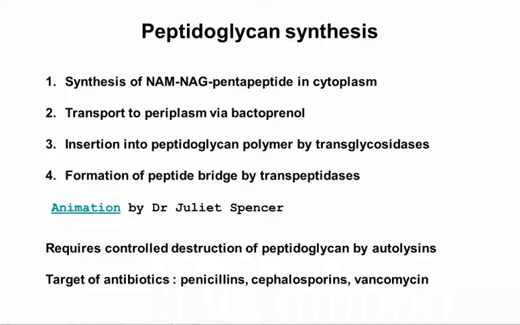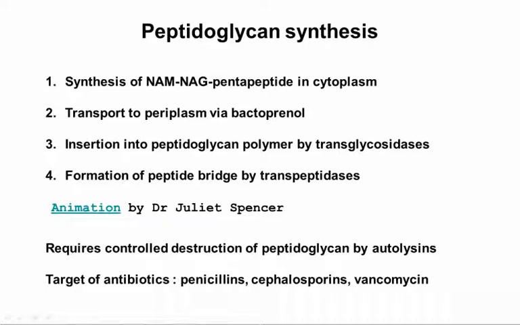Now, it starts off with making these subunits. The NAM-NAG disaccharide, together with a pentapeptide, is synthesized in the cytosol of the bacterial cell, or rather on the internal face of the plasma membrane. Then, this whole repeating unit, NAM-NAG pentapeptide, is flipped across the bacterial membrane and it goes out into the periplasm. So you make the repeating unit first inside the cytosol and you flip it onto the outer surface of the cell. And then you integrate it into the polymer.